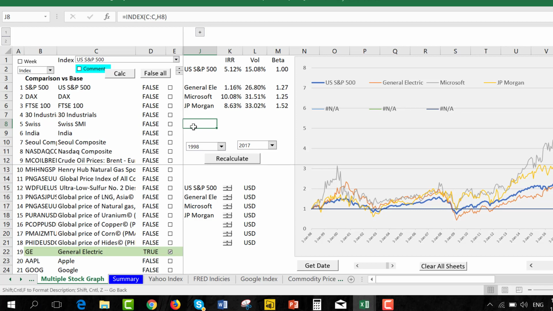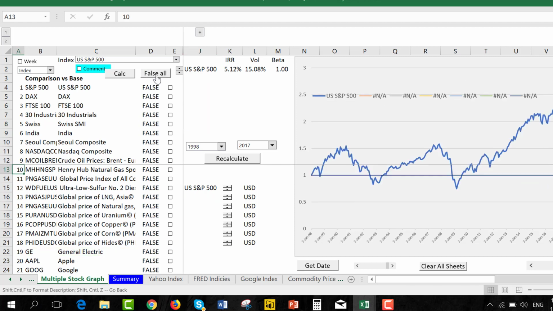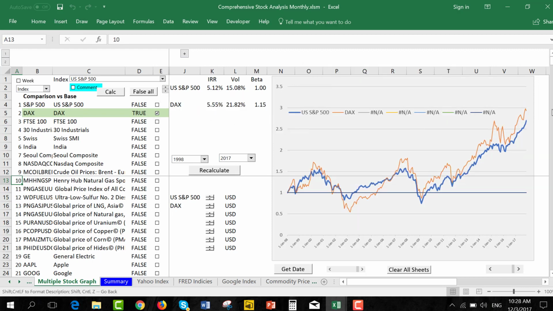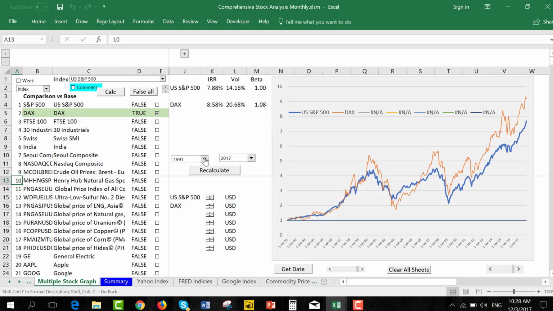It's not, I swear, well, I shouldn't say that. Okay? Now let's keep using it. So I'm going to reset this all. It's recalculating a little, and we still have the index, but this time let's compare it to the DAX. If I compare it to the DAX, it went up higher. The DAX outperformed. The German stocks outperformed the U.S. stocks, despite what this McKinsey book might say.